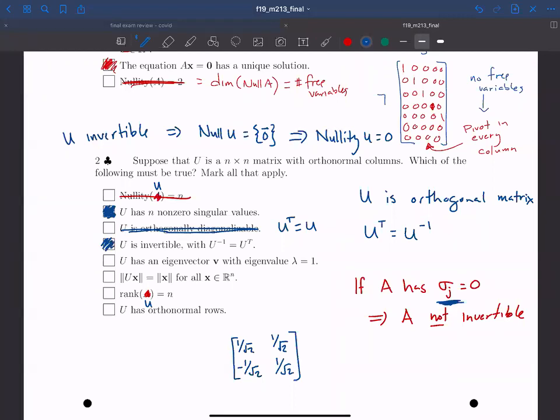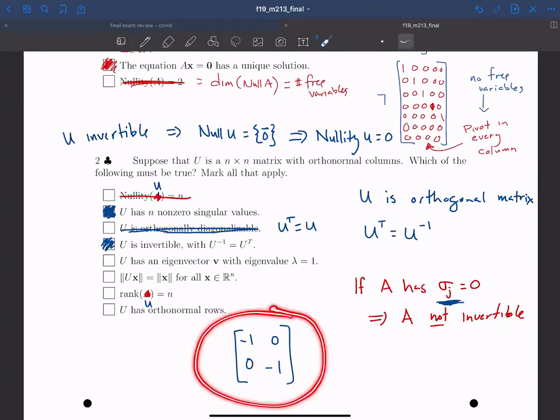U has an eigenvector with eigenvalue lambda equals 1. Is that going to be true? Not necessarily. Remember, the eigenvalues of an orthogonal matrix have to be equal to 1 in absolute value. But I could give you an orthogonal matrix like this, right? This matrix is an orthogonal matrix, but its eigenvalues are all equal to -1. So that's not true.